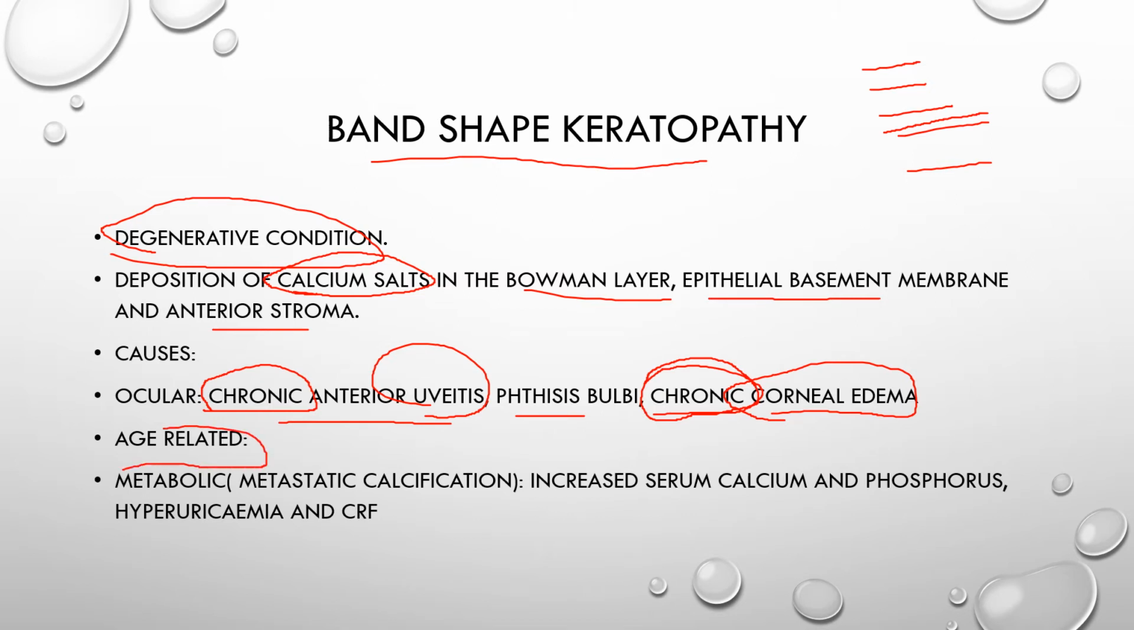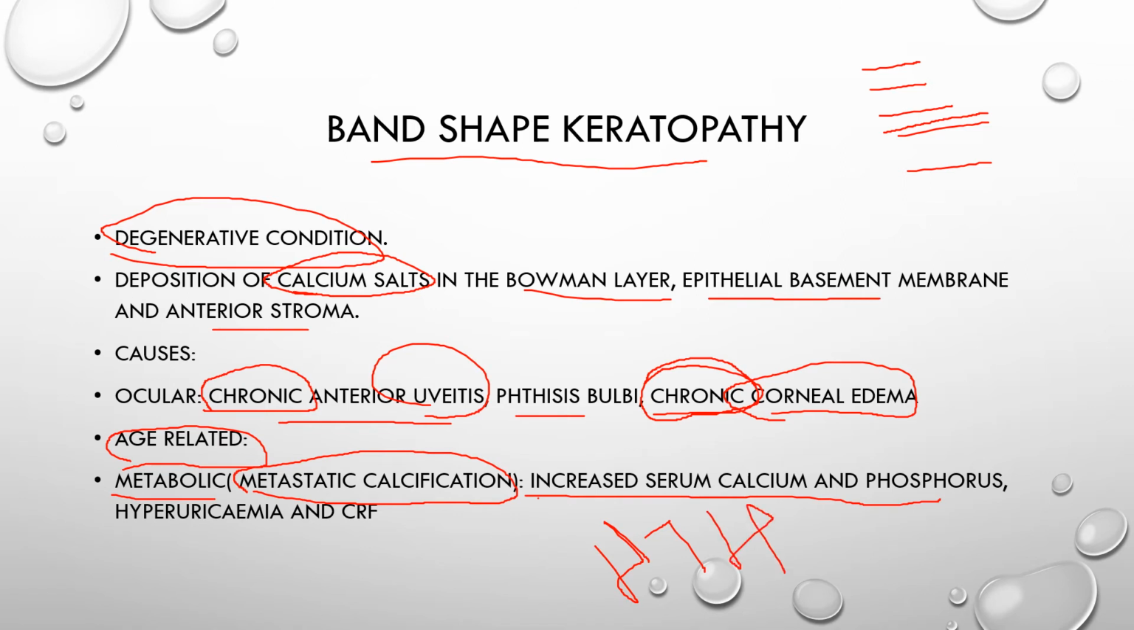It can be age related or it can be metabolic. Metabolic causes result in metastatic calcification, not only in the cornea but other parts of the body as well. What happens is there is increased serum calcium and phosphorus. We all know that when the parathyroid hormone is increased in a condition called hyperparathyroidism, there is increased calcium in the body, that is hypercalcemia. Also in conditions like hyperuricemia and CRF, chronic renal failure, there is metastatic calcification.